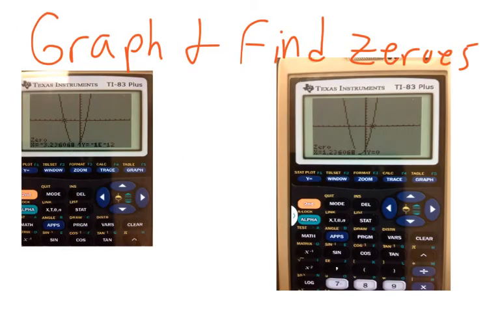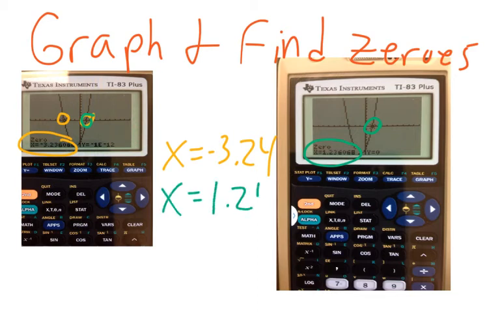Okay, so I did the whole process 2 times. Did it for the 0 right there and the 0 right there. So for the one on the left, there's my answer. For the one on the right, it's over here, there's my answer. So my 2 answers are x equals negative 3.24, just round to the nearest hundredth, that's fine, and x equals 1.24. So these are my answers.